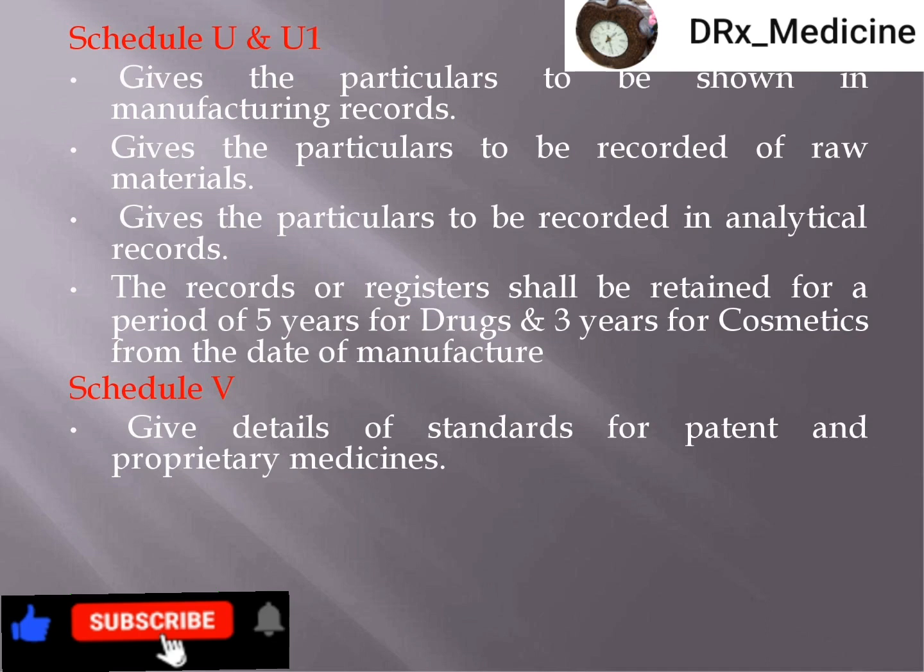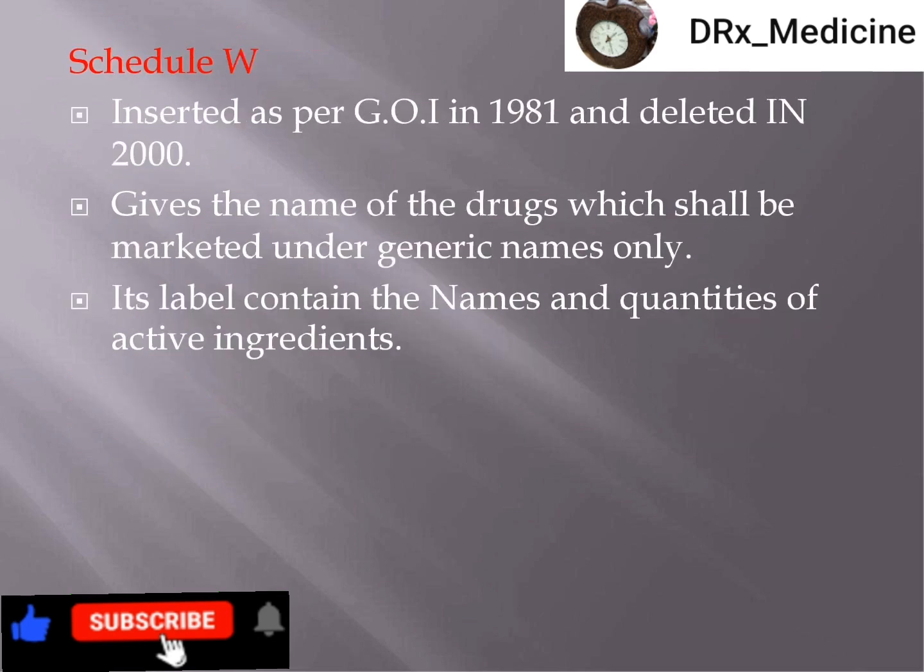Schedule V gives details of standards for patent and proprietary medicines. Schedule W was inserted as per GOI in 1981 and deleted in 2000. It gives the names of the drugs which shall be marketed under generic names only. Its label contains the names and quantities of active ingredients.